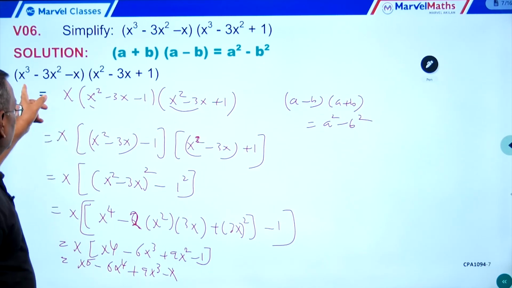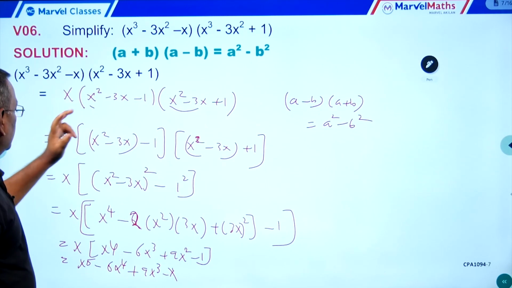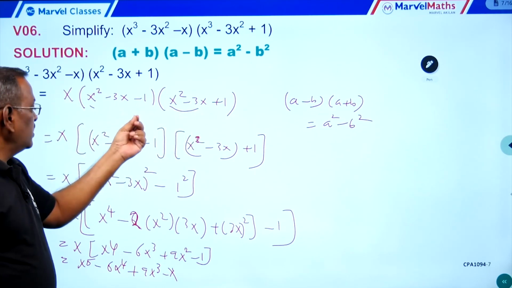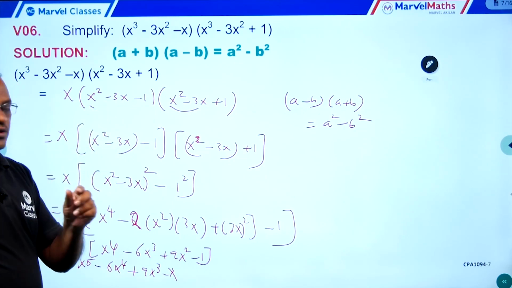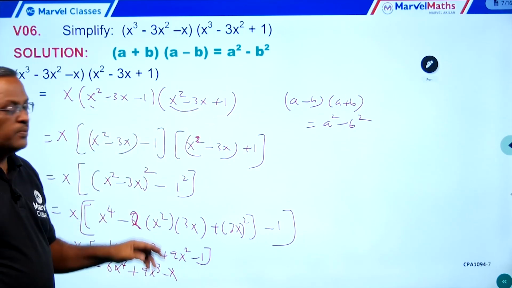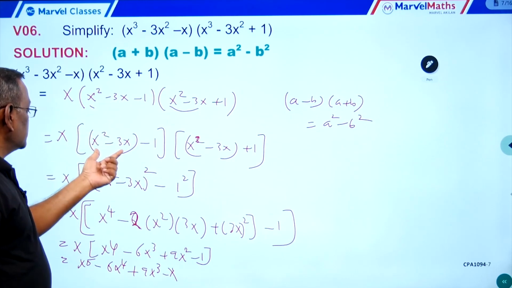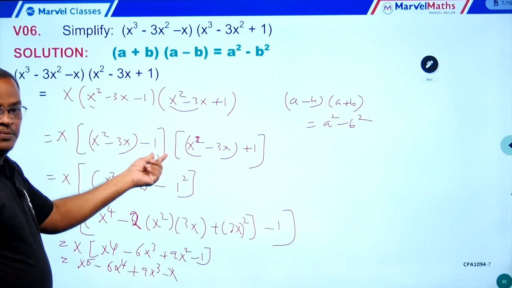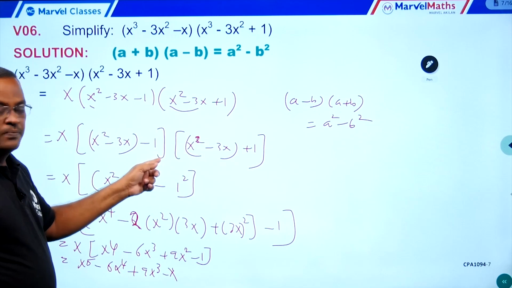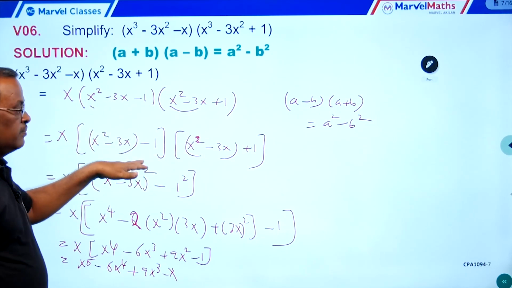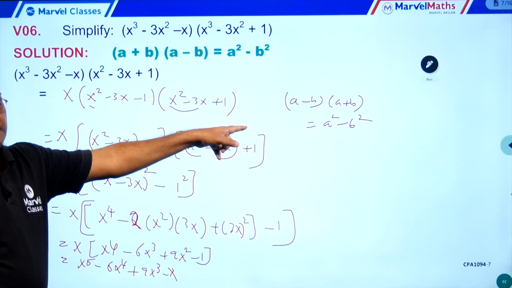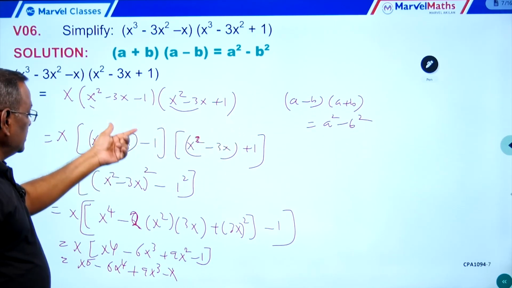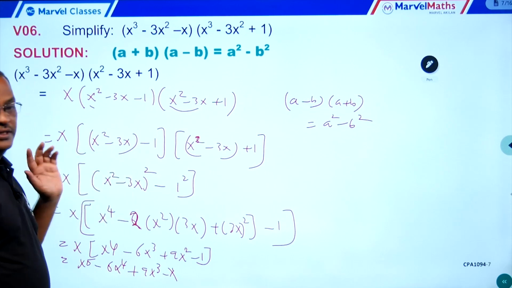So very important, here x is a common factor and these two are similar type, only the sign differs. Always assume like terms as one group and unlike terms as the other group. Here the first group is x square minus 3x and the other group is 1 with the opposite sign. So convert the trinomial into a binomial and then apply the formula, because we have the identity only for binomial, not for trinomial. So the trinomial is converted into a binomial and then apply the formula.